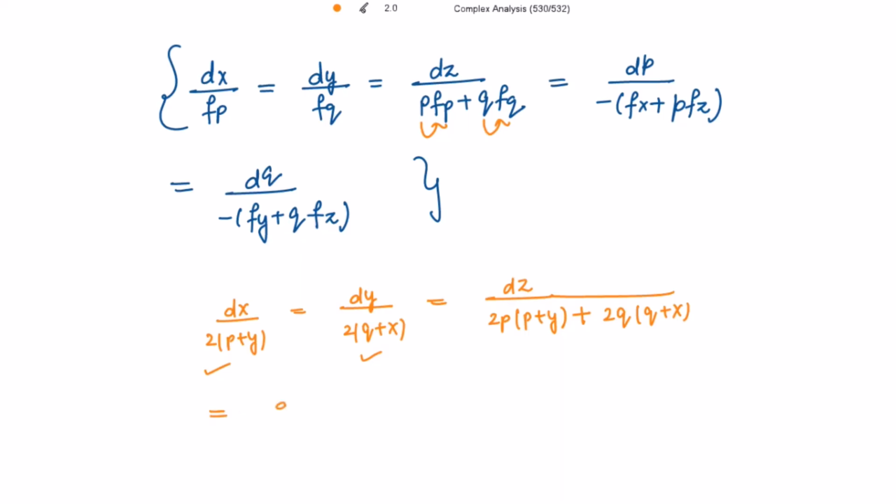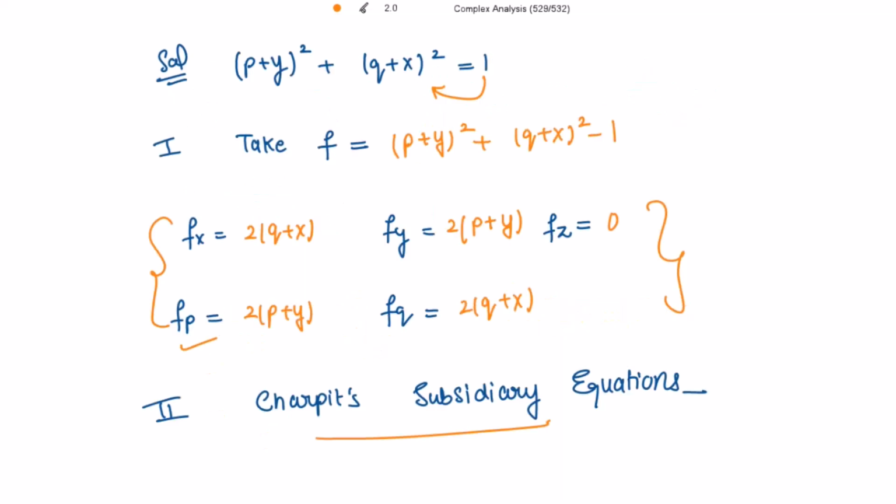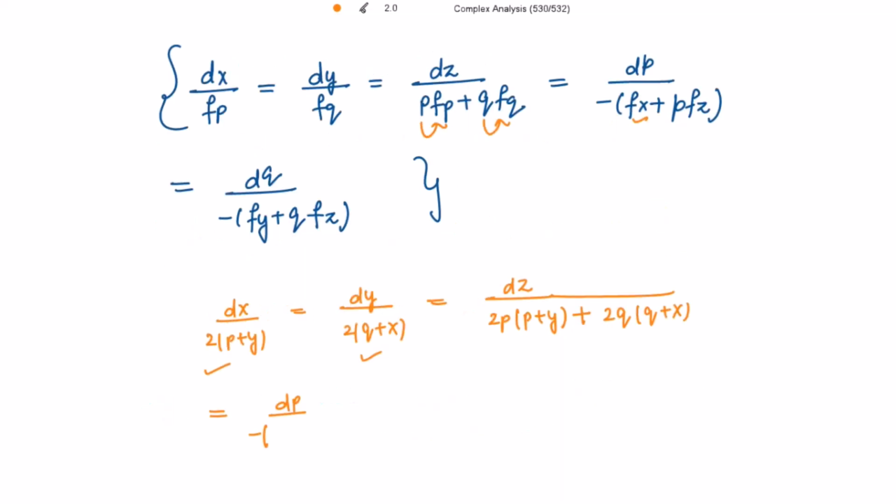And then is dp divided by negative of fx. What is fx? It is twice of (q + x), plus p multiplied with fz. fz is 0, so there is no need to write the other term. It is negative of twice of (q + x). And then dq divided by negative of fy, which is twice of (p + y), and again q multiplied with fz. fz is 0, so that's it.